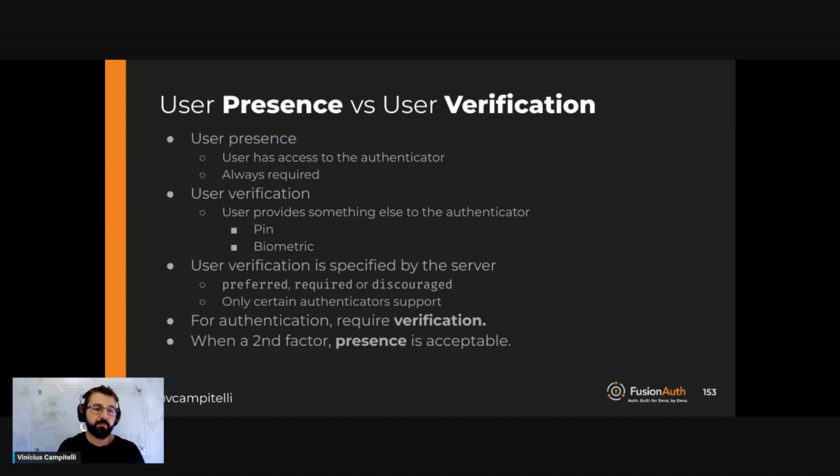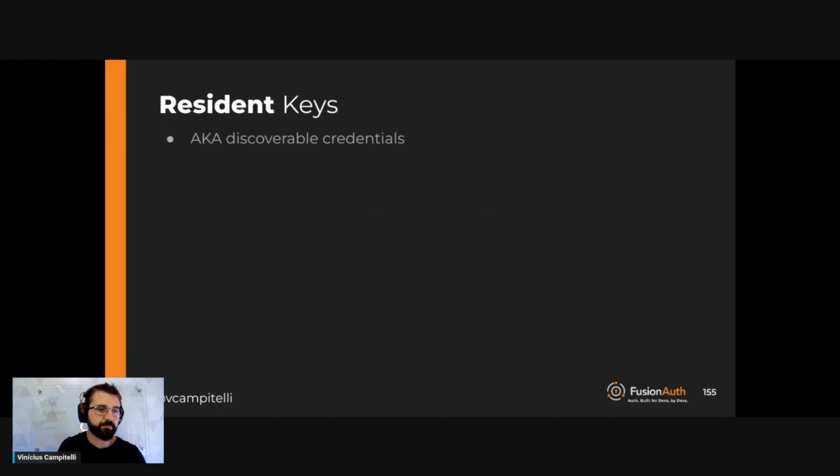So my tip here would be, if you are just authenticating, use verification and require verification, because the user will have to touch the fingerprint, or the user will have to open the camera and smile to Windows Hello or the Touch ID or the Face ID app. So if you're authenticating, use verification. When using it as a second factor, just use presence.